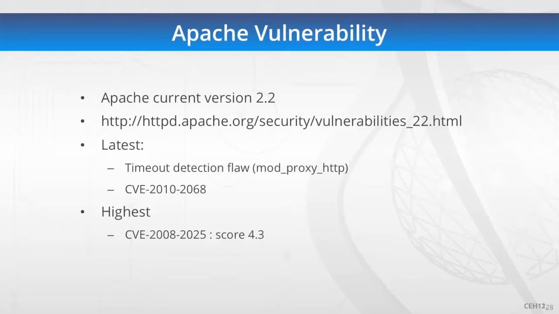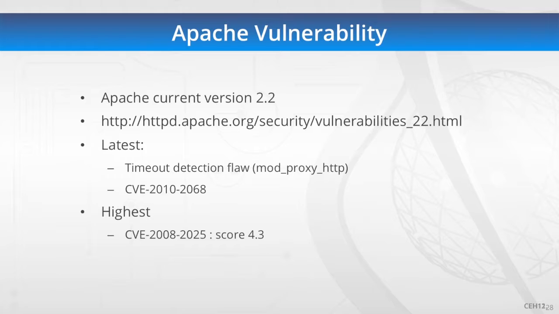So let's look at a couple of these vulnerabilities, like the Apache vulnerability. Now, this shows the latest from 2010. I actually saw one right before I came into class today. There is a new Apache vulnerability out there, so take a look at it. It had a timeout detection flaw, and you could go into MITRE's database and type in CVE 2010-2068, and you'd find out about it.